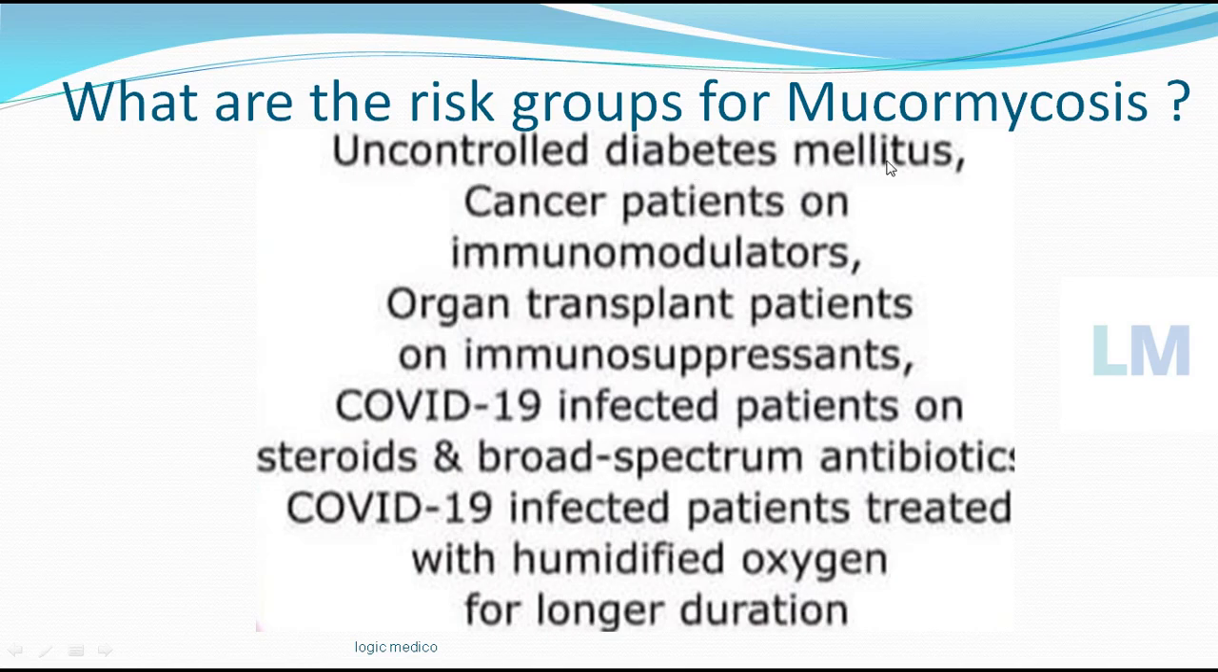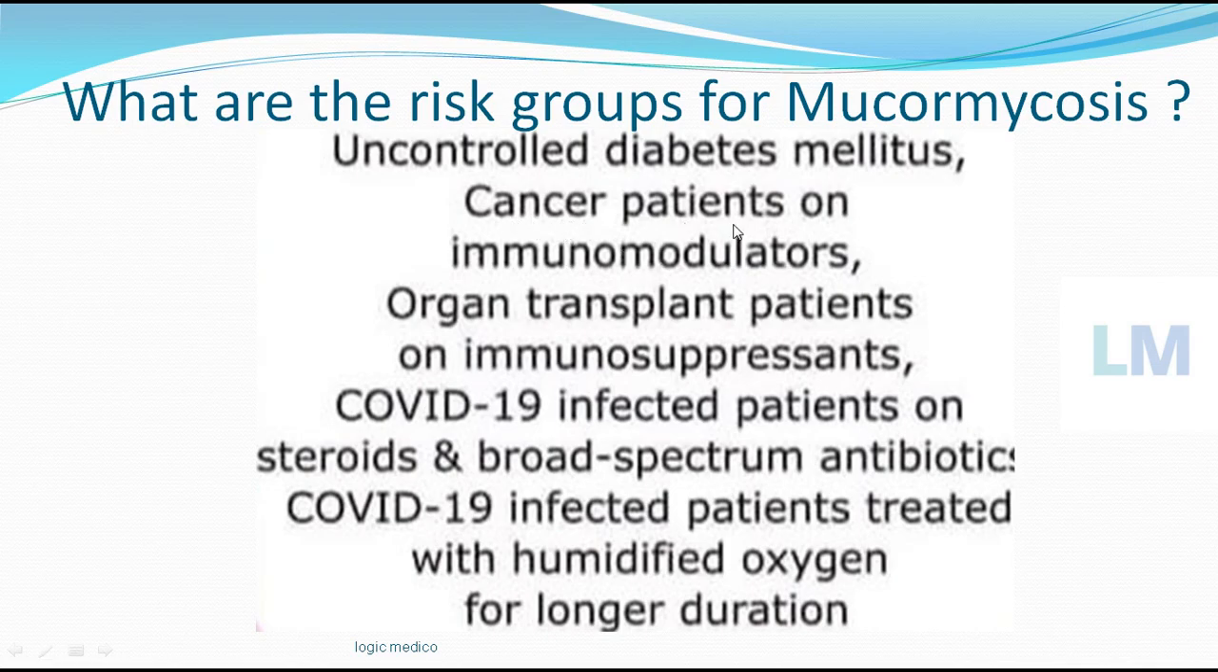These are the following scenarios. Uncontrolled diabetes mellitus. The HbA1c is too high, 8, 9, 10. So that means it is uncontrolled. They are not controlling the blood sugar. So the sugar is freely available everywhere. So fungus starts growing.